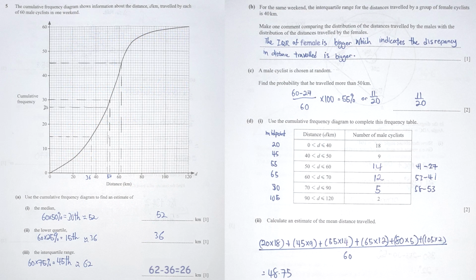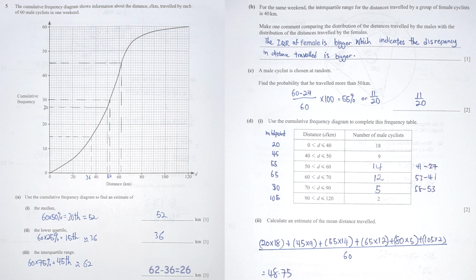Question 5, identifying the median. There's a total of 60 male cyclists. So 60 times 50% equals the 30th. From the 30th, you trace it back, it's actually 52 kilometers. The lower quartile is 25%. 60 times 25% is 15. So the final answer is 36 kilometers. As for the interquartile range, 60 times 75% equals 45. You trace 45 back to the graph and get 62 kilometers. So 62 minus 36 gives your final result.